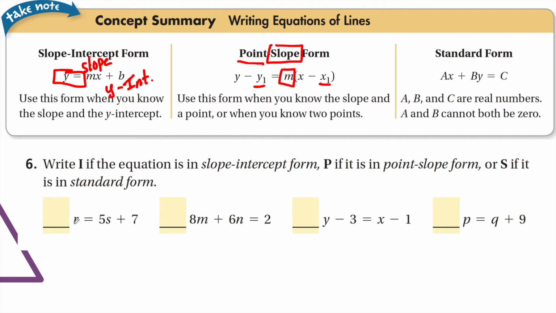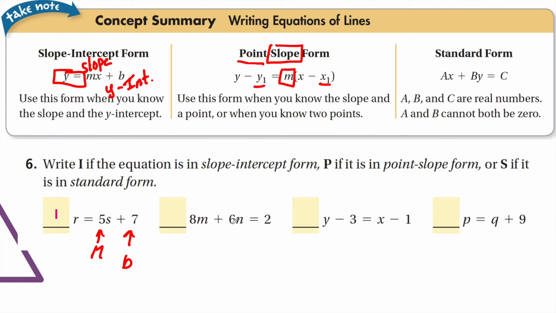So looking at this first problem, we have r equals 5s plus 7. It looks like we do have our m right there and our b right there. So I would say that this is going to be, in fact, slope-intercept form.